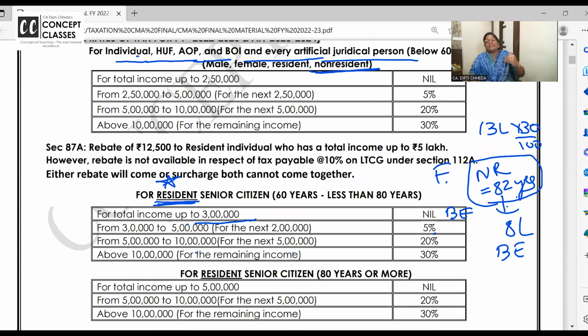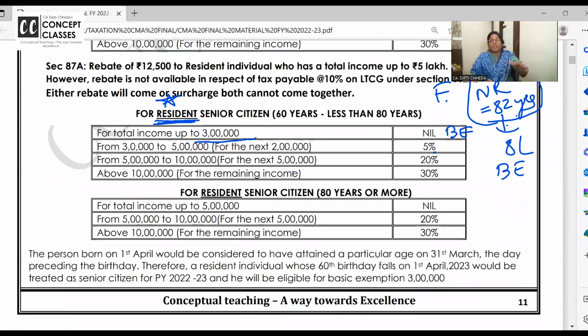So for whom do we get 3 lakh basic exemption? 60 years and above and less than 80 years. They are called what? Senior citizen. And if someone is a super senior citizen, 80 years and above, what is the basic exemption? 5 lakh. Dear students, after 5 lakh, it is not 5% and then 20%. After 5 lakh to 10 lakh, it is directly 20%. 10 lakhs above, 30%.